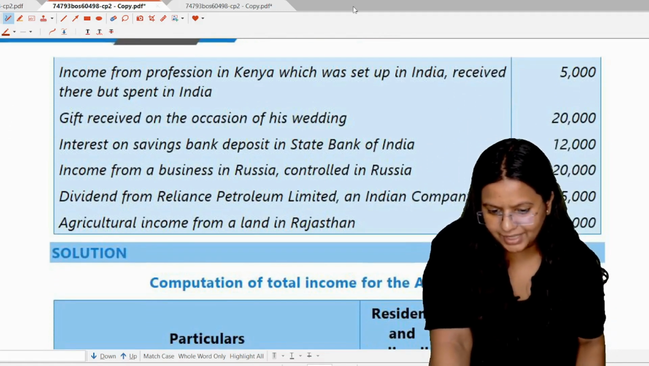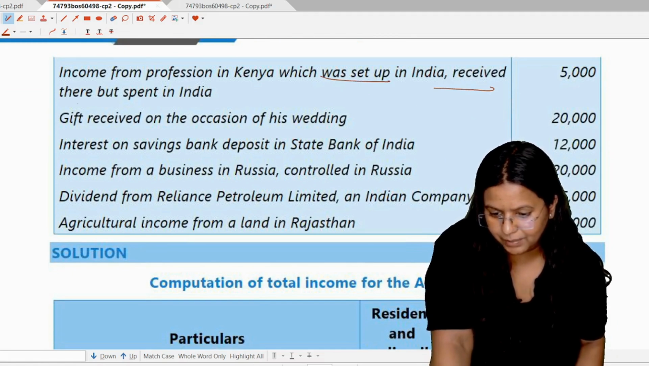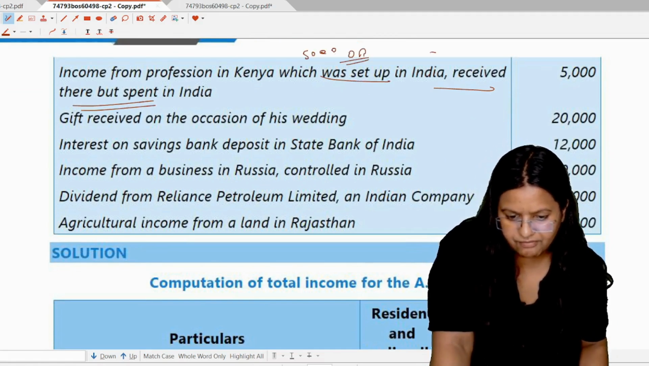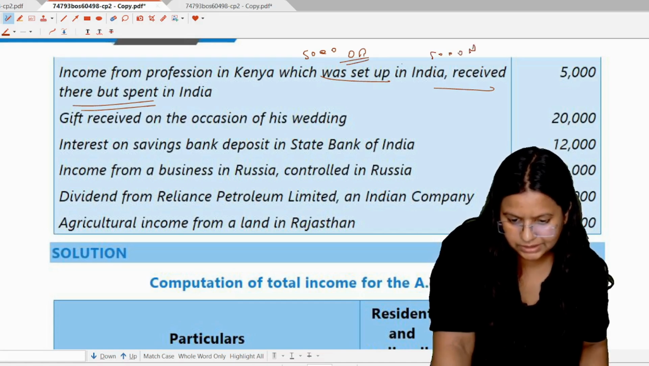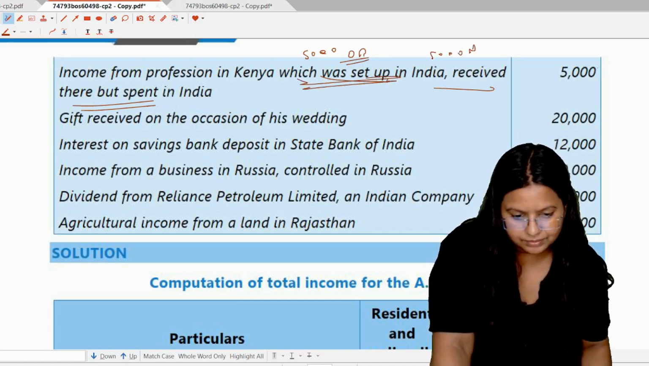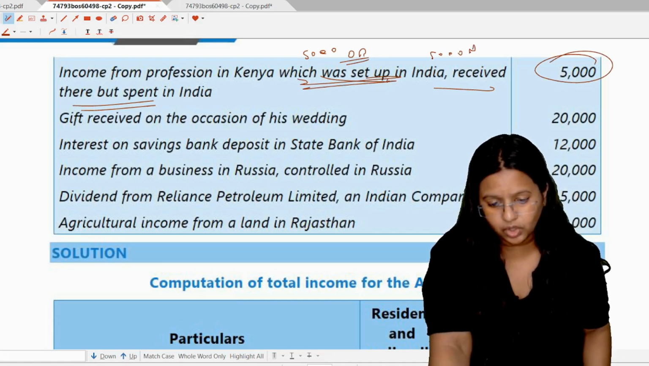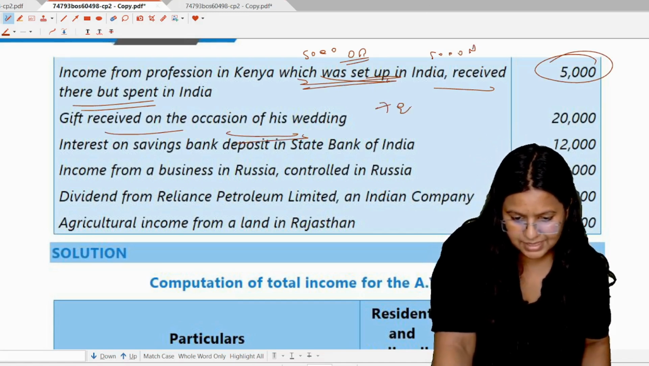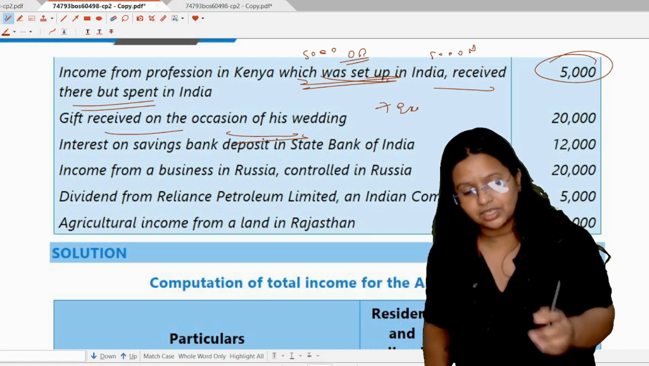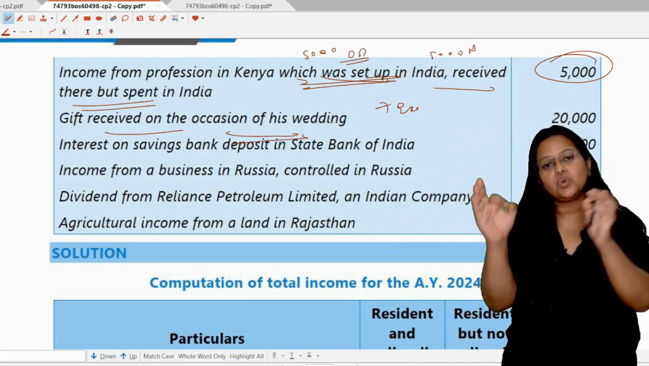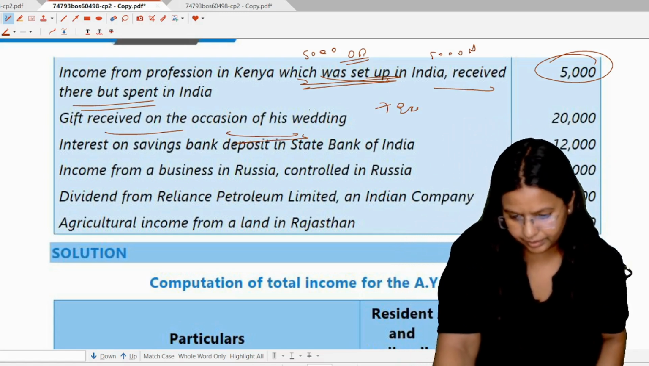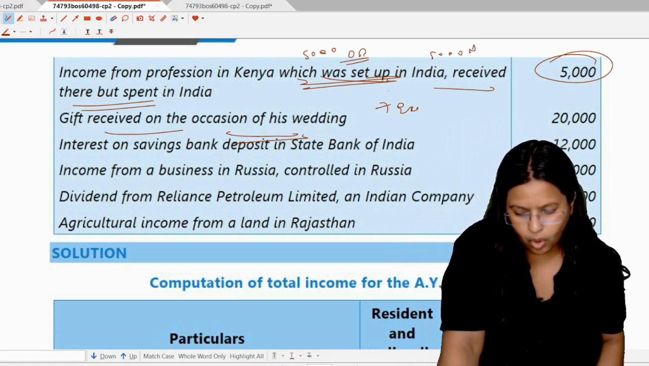Income from profession in Kenya, which is set up in India, received there but spent in India: 5,000 for OR, 5,000 for NOR. The reason, business set up in India, and for NR, not taxable. Gift received on the occasion of his wedding, that will be exempted under section 56(2) clause (x). Exempted for all the persons.